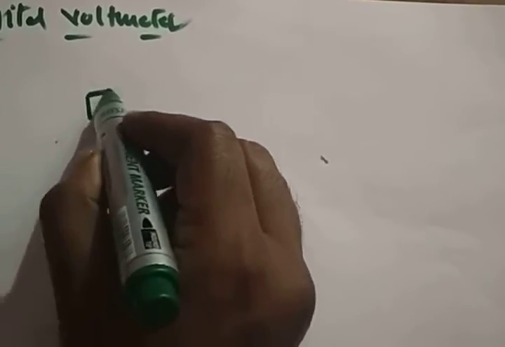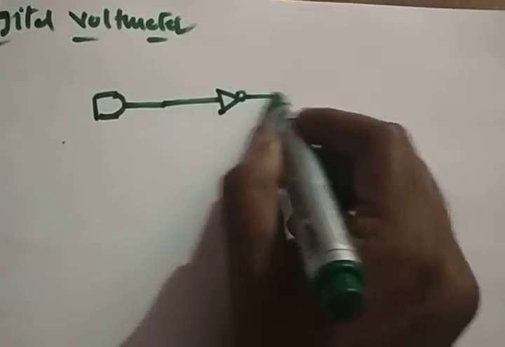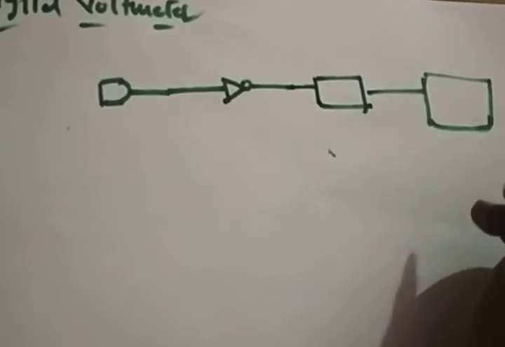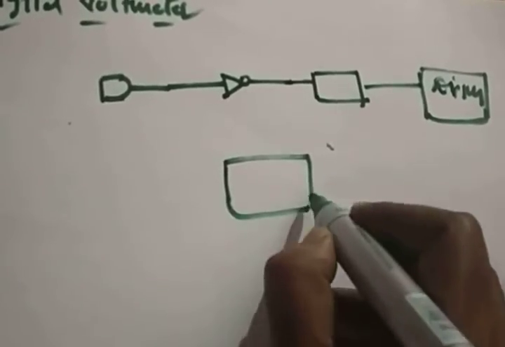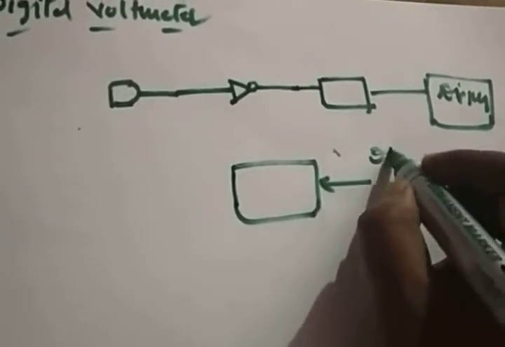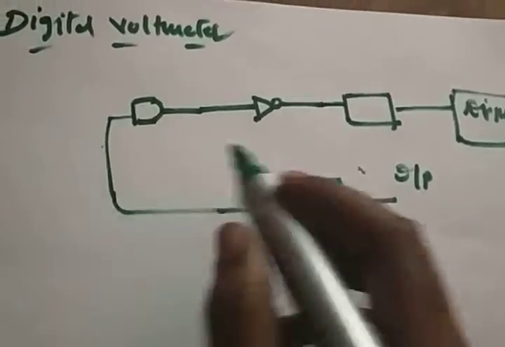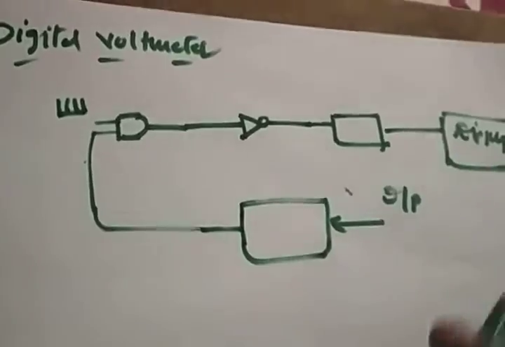In the last session we also discussed the block diagram. The block diagram consists of an AND gate, followed by the inverter, and followed by the counter and 7 segment display. Whatever the input, first it is given to the pulse generator. This is the input signal. One of the inputs for the AND gate is the output of the pulse generator, and at the other input you apply a train of pulses.